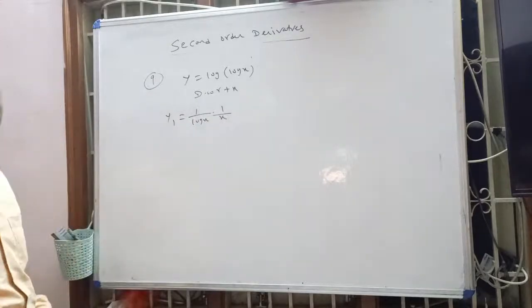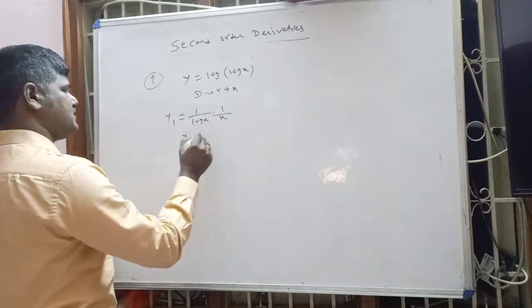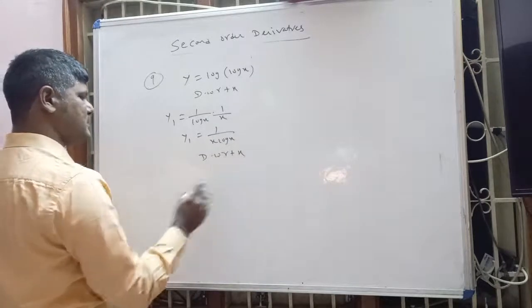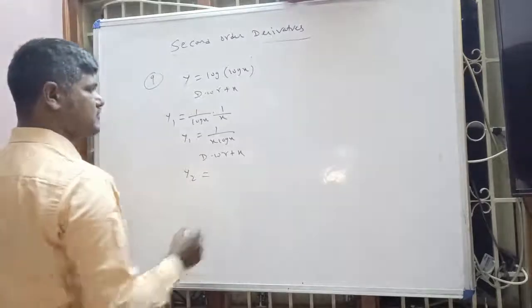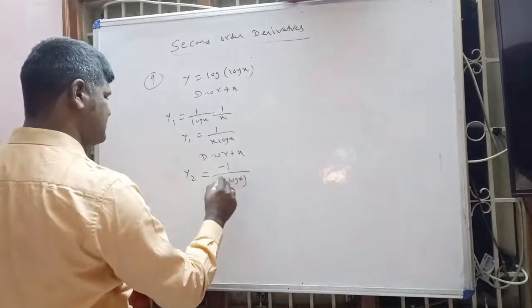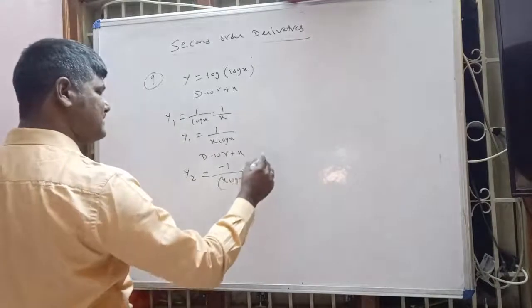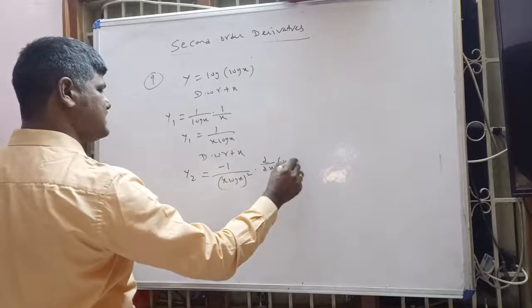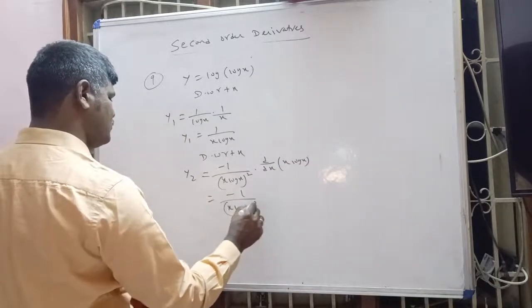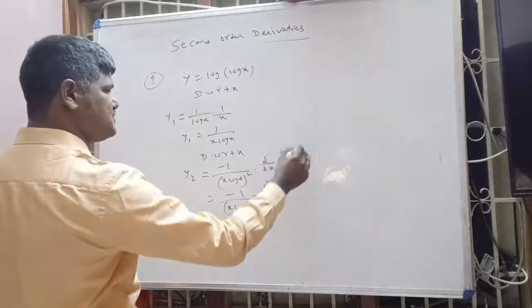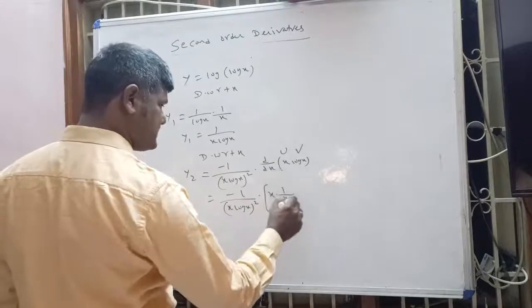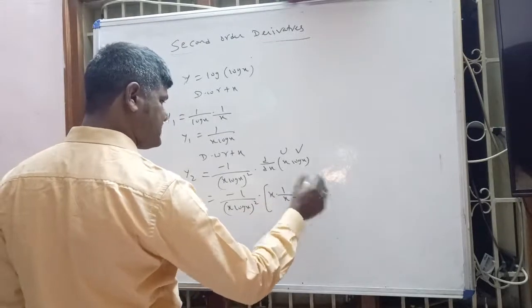Chain rule. Y1 is equal to 1 by x log x. Again differentiate with respect to x, dear students. Y2, the second order derivative. It is looking like 1 by x, minus 1 by x square, but that is not x. Again, you can do the derivative of x log x: minus 1 by (x log x) whole square into, again, this is u, this is v, the uv formula: x into the derivative of log x, 1 by x, plus log x into the derivative of x, 1.